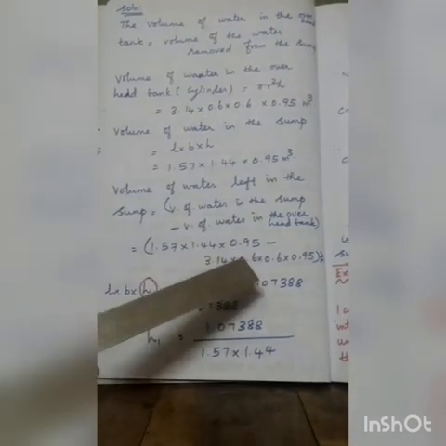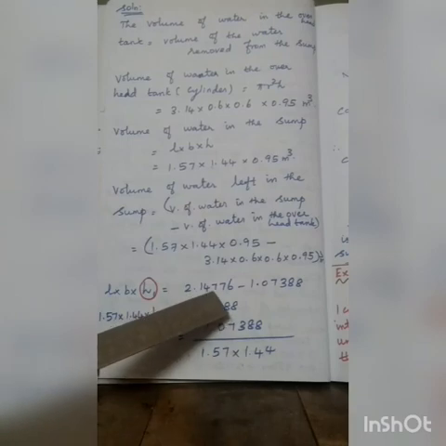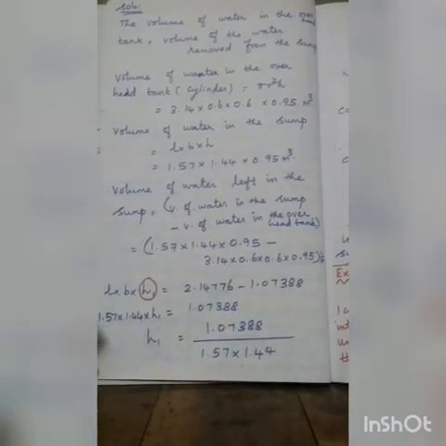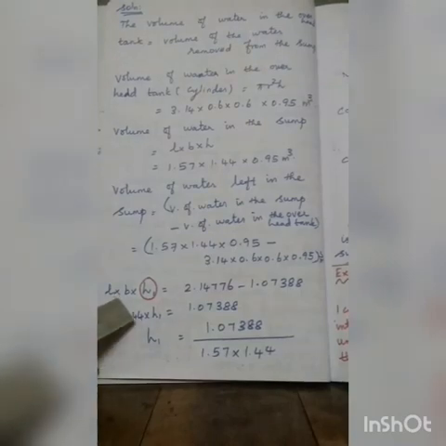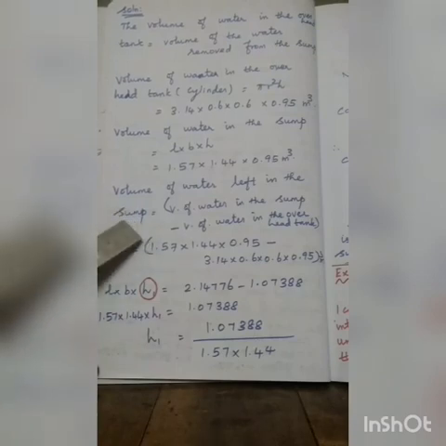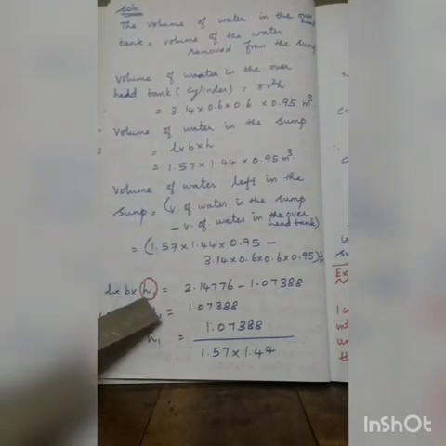So, you have to multiply these two, you get 2.14776 minus 1.07388. Then, in left hand side, volume of the water left in the sump is given. That is in the shape of a cuboid. So, volume of a cuboid is length into breadth into height. For remaining water level, height is unknown.